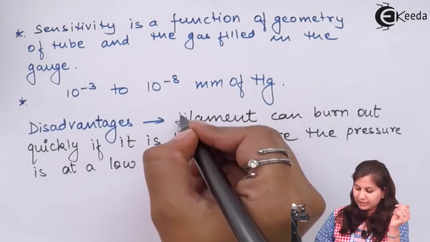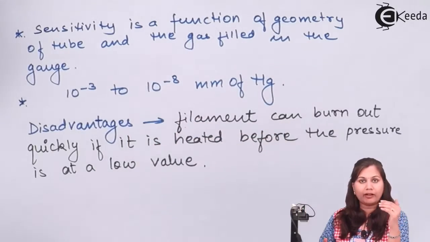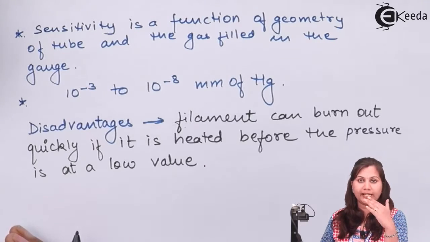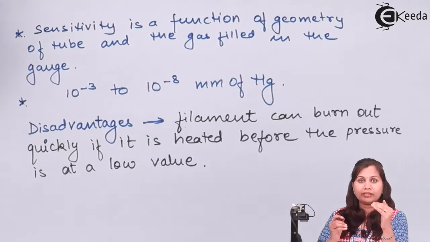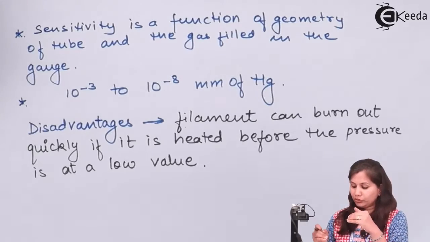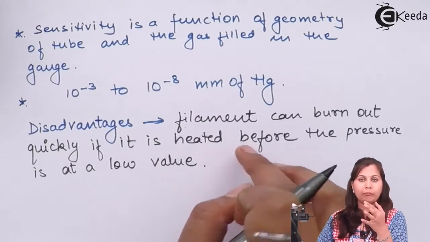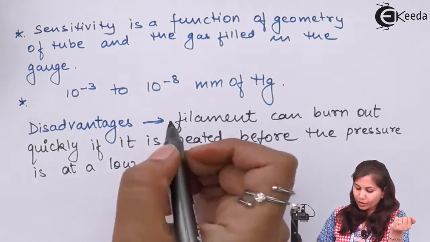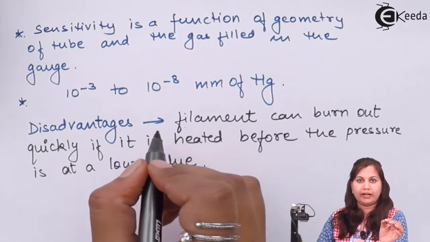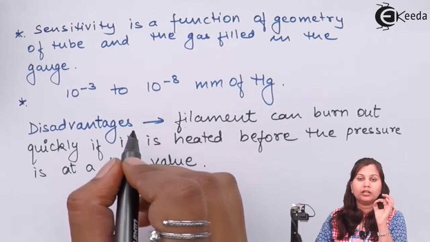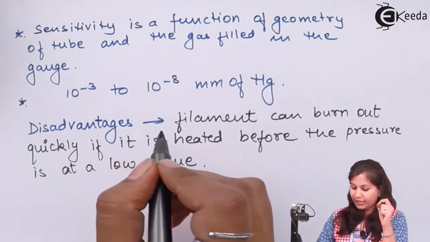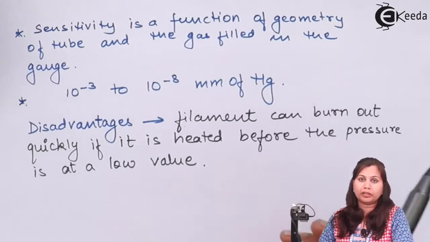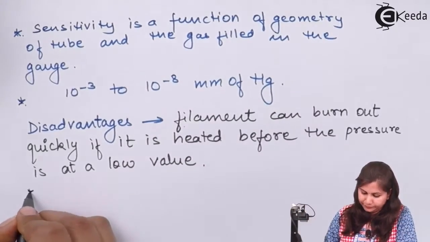So that is why in such cases the other vacuum gauges like the Pirani gauge and the thermocouple gauges are used, so that when the pressure comes to a low value, then the filament is heated up and it is going to generate the electrons. So that is the main disadvantage of the hot cathode type of ionization gauges: in these cases the filament is going to burn out very quickly.